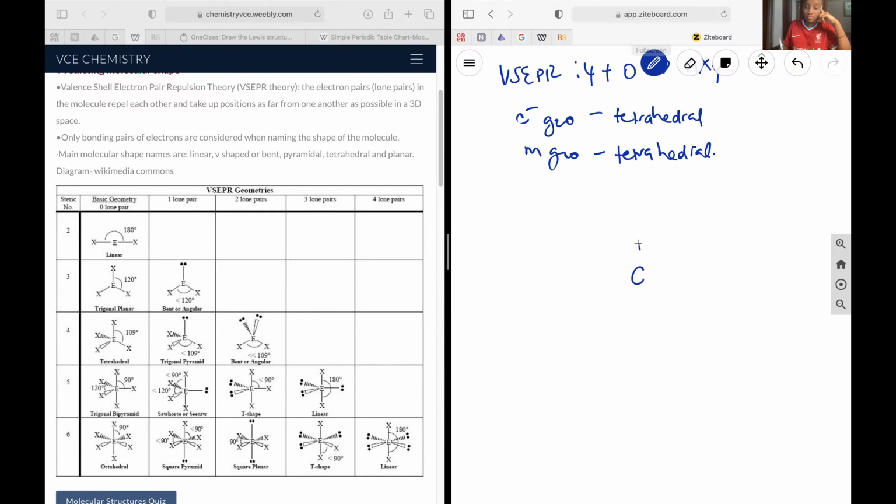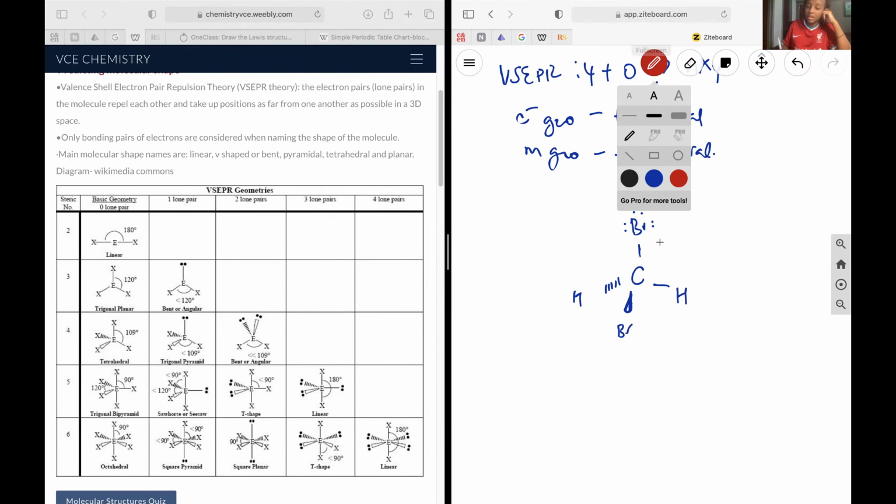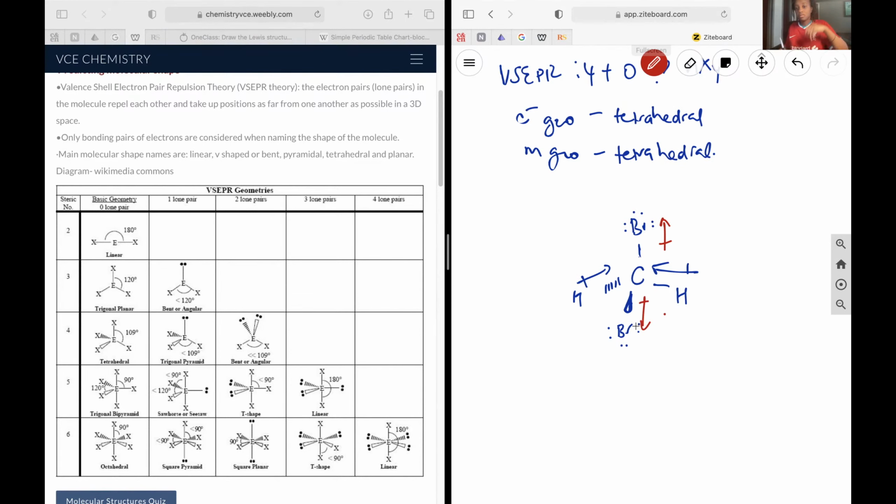I have C. I'll put the bromine right here. Hydrogen, bromine, hydrogen. Okay, now I'll go about drawing my dipoles. Bromine is more electronegative. Hydrogen is less electronegative. And let's see for that last bromine. And so again, lack of symmetry. This is not pointing down, it's pointing towards you.